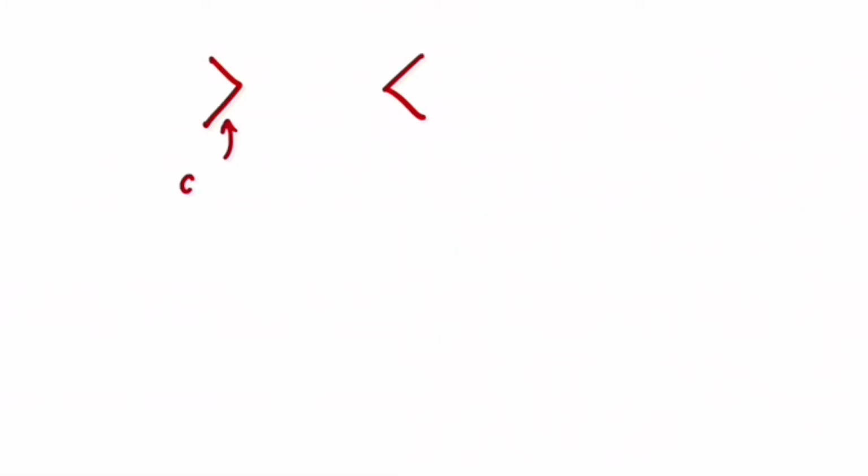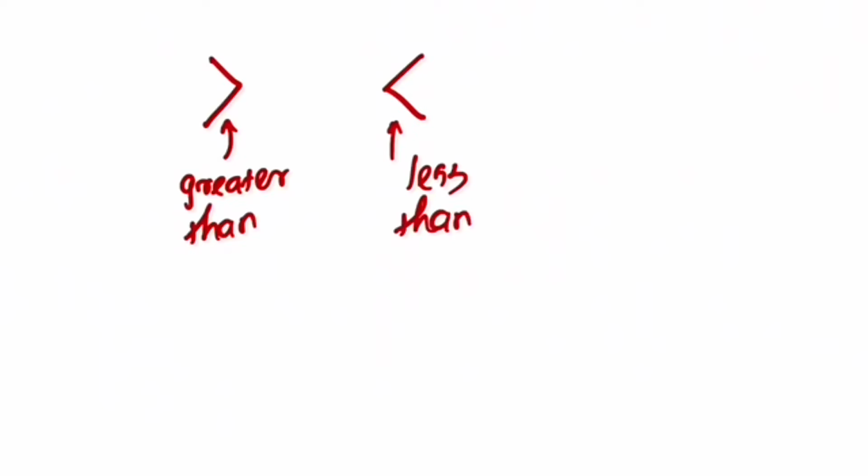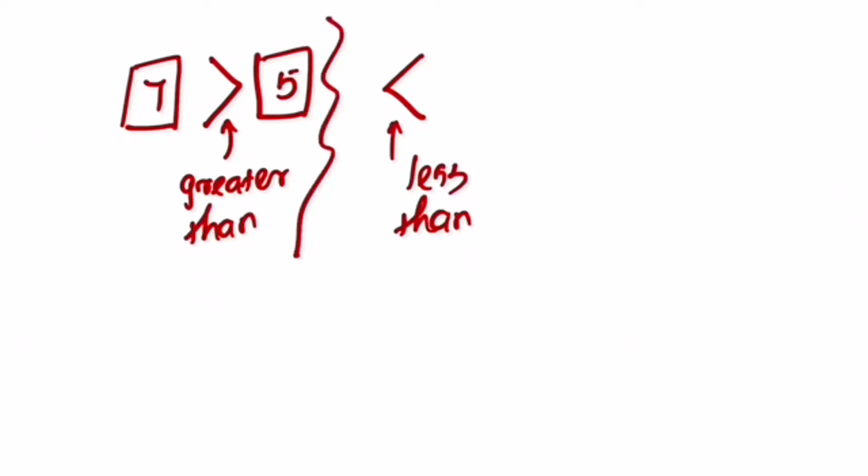This is said to be the greater than sign, and this is said to be the less than sign. In the greater than sign, what will happen? The number onto the left of the sign is greater than the number onto the right of the sign. And here, the number onto the left of the sign is less than the number onto the right of the sign, which means I can give a different interpretation.